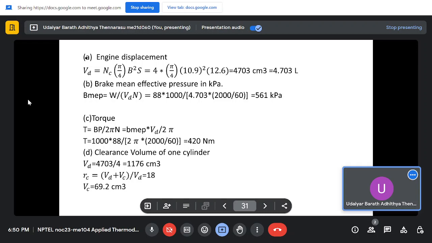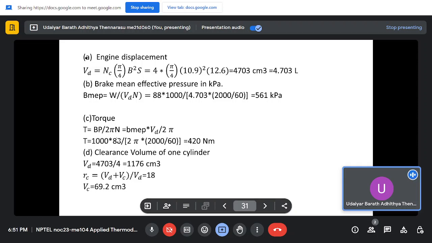Then the next question was to find out the torque generated by the engine. The other form of writing brake power is 2 pi N T, that is T into omega. So we know N, we know brake power, so by substituting we can calculate. The other way is using the brake mean effective pressure, which we have calculated, multiplied by displacement volume divided by 2 pi, which can also give you torque.